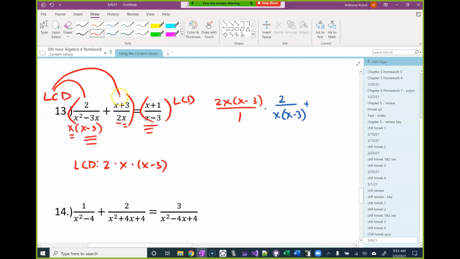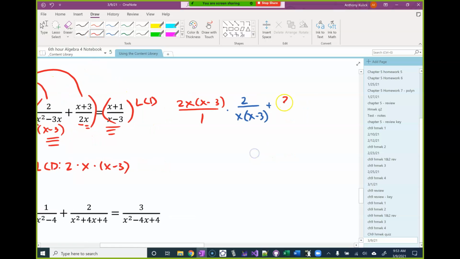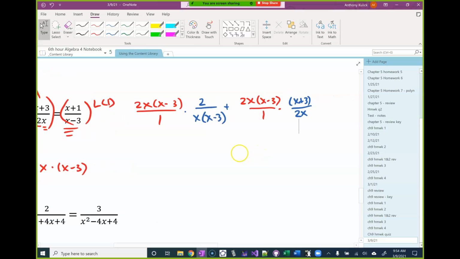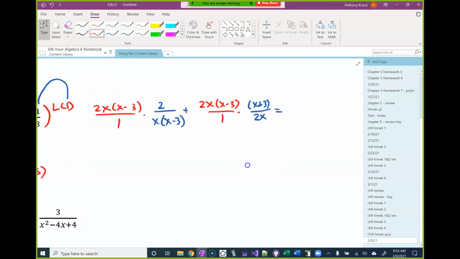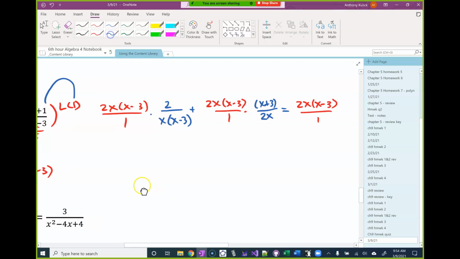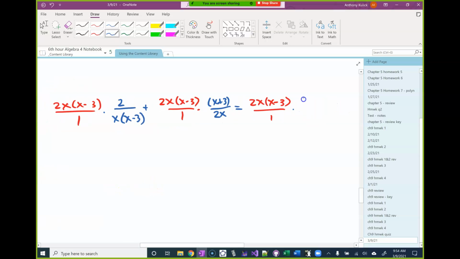Now I'm going to reduce. So the x can reduce and the x minus 3s can reduce, and I'm left with just 2 times 2. Here the 2 reduces and the x reduces, and I'm left with x minus 3. Here the x minus 3's reduce, and I'm left with 2x times x plus 1. So far, so good?